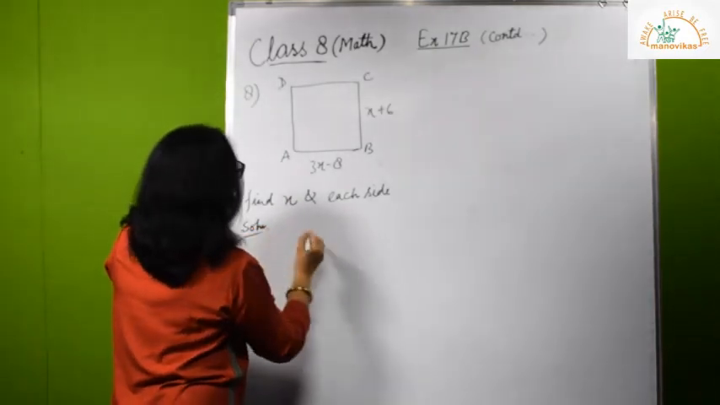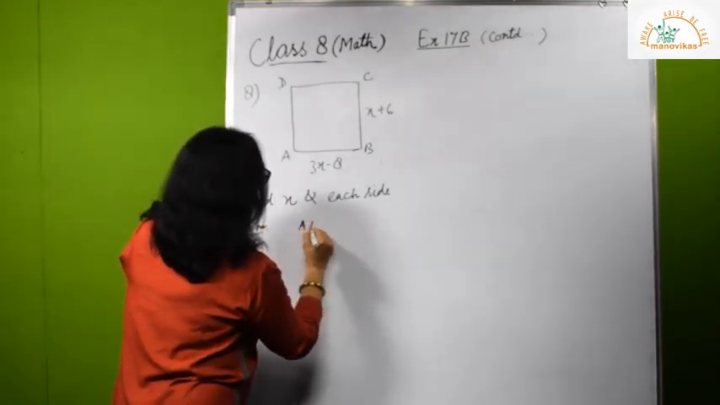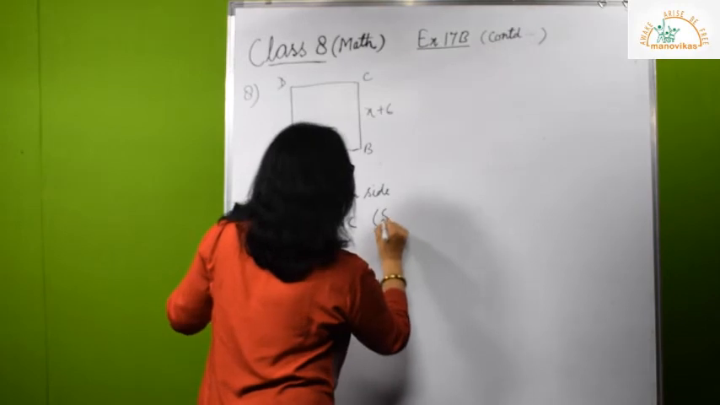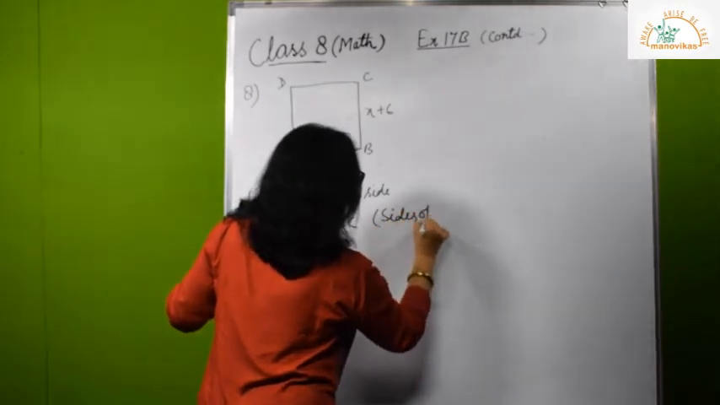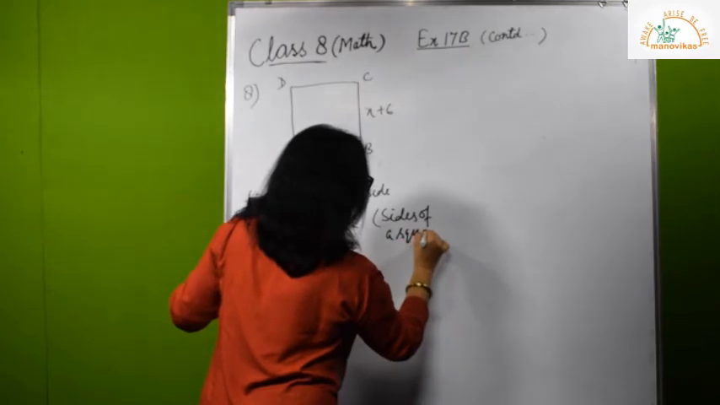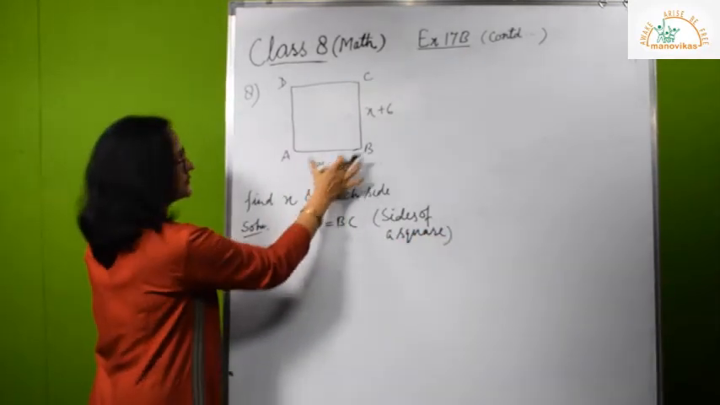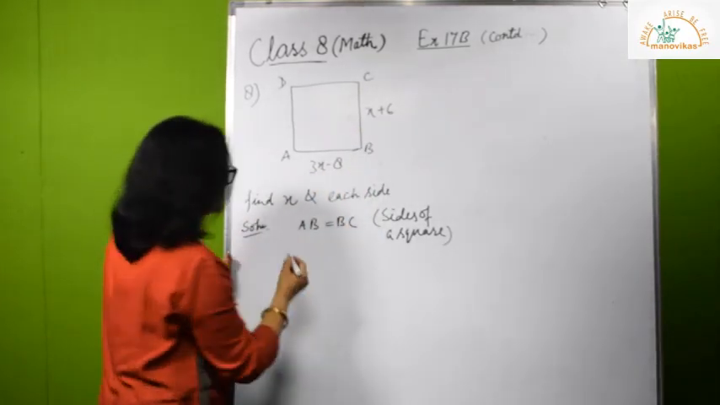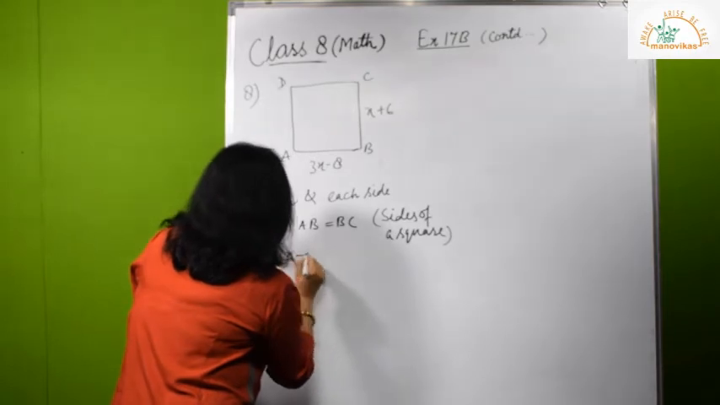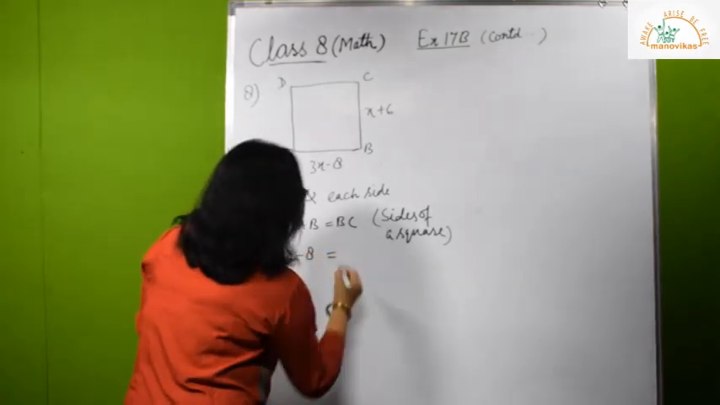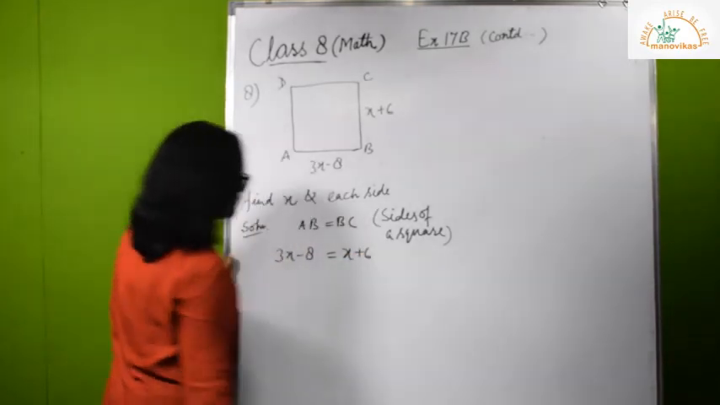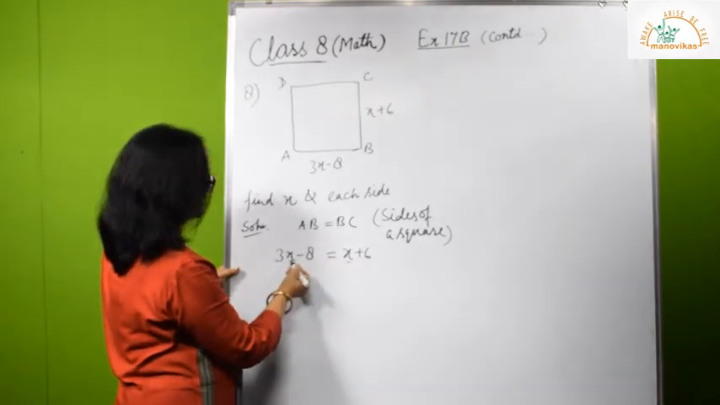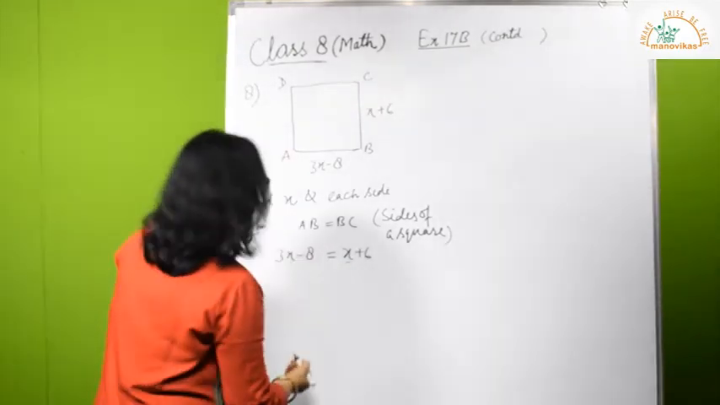So we will use the property. So we are starting. AB is equal to BC. Reason, sides of the square. Sides of a square, so they will be equal. Now if they are equal, the value which is given, that is also equal. Now you can see this value is in variable form. So AB is equal to 3x minus 8 and BC is equal to x plus 6. You can see this is a simple linear equation where we have to find the value of the variable x. No problem, you know how to solve the linear equation.